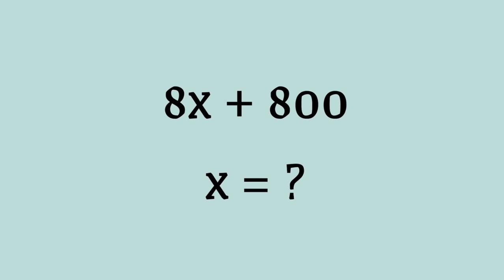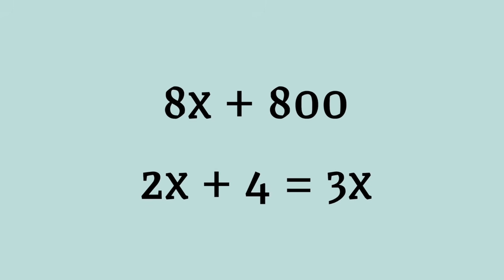That's great and all, but remember our first problem? 8x plus 800? How do you solve for x there? Well, you can't. We don't know what number we get by adding 8x to 800, so there's no way to find what x is on its own. This is an example of an algebraic expression. Basically, while an equation has two sides separated by an equal symbol, expressions don't have an equal symbol.